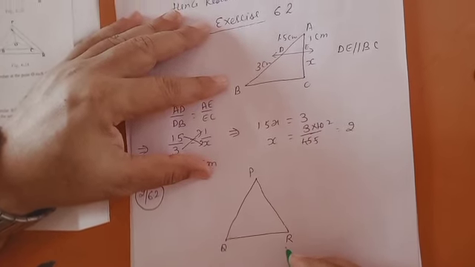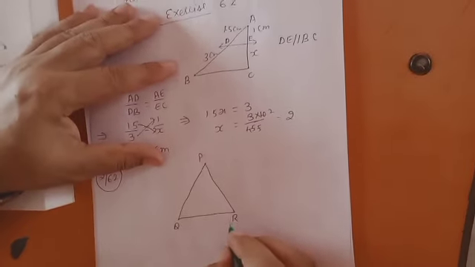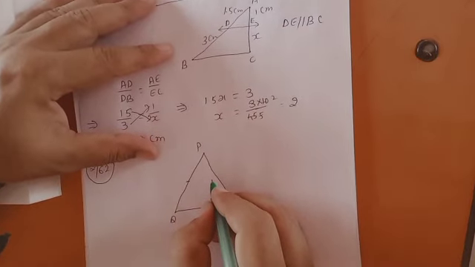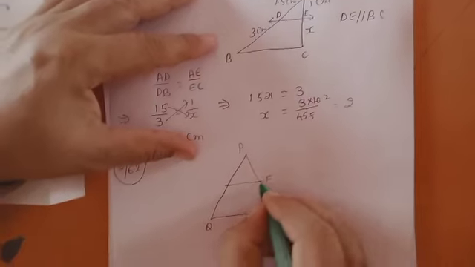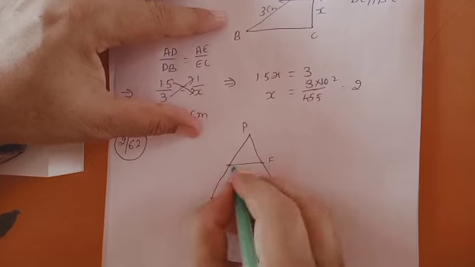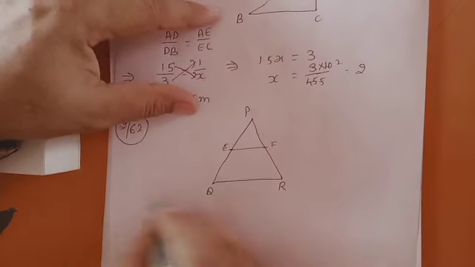PQR. E and F are the points on the sides. E point is here on PQ and F is here on PR, respectively, given. Join this. This is E, this is F. So again you can solve if you know.